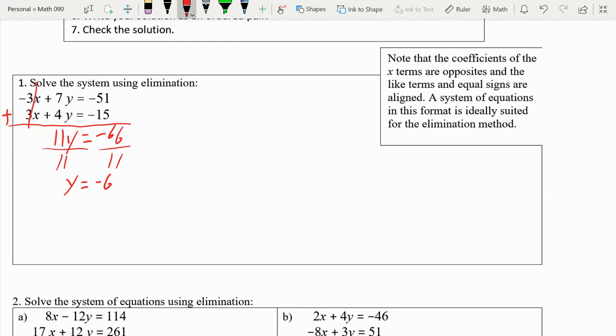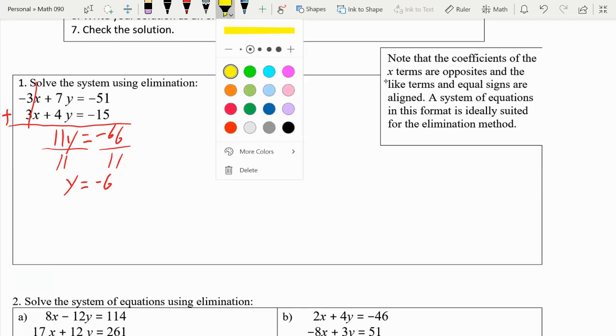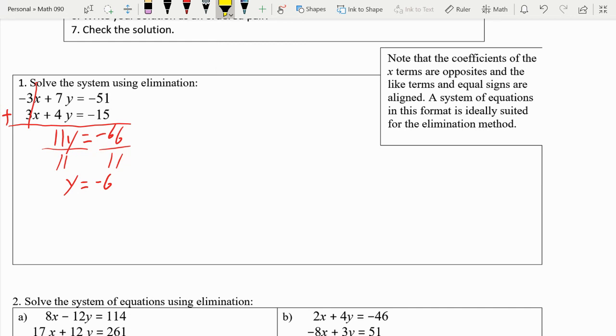Now, since we already know what y equals, pick one of the equations. It doesn't matter which one you pick. You're going to plug this -6 into one of those two equations. You can plug it into the first one or the second one. I'm going to pick equation number 2, just because the numbers are smaller and I'm lazy.